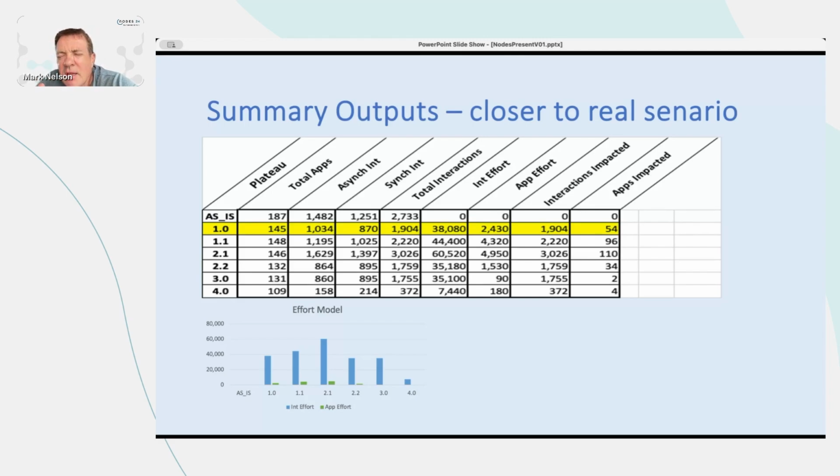And it's not the full application effort, because there's project management work, there's BA work, and there's business transformation work. We're not attempting to model this. We're modeling the whole enterprise integration changes. And you can see that on the right, the column shows the number of apps impacted at that particular plateau.